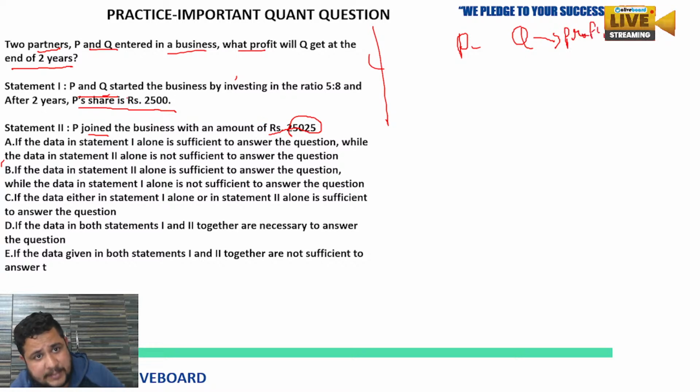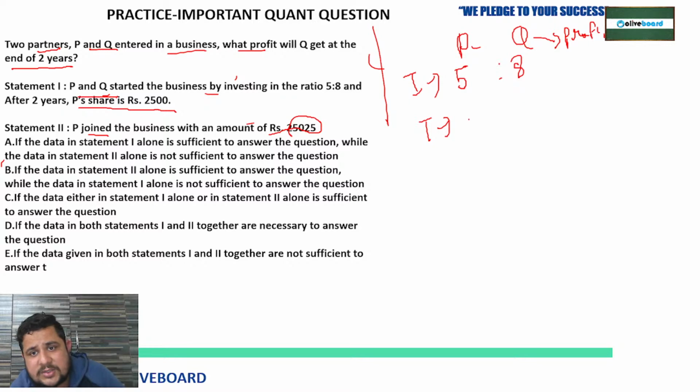Now, in the first statement, what is given? P and Q started the business by investing in a ratio of 5 is to 8. Their investment ratio is given. Time we know that. After 2 years, they are asking, so same time.